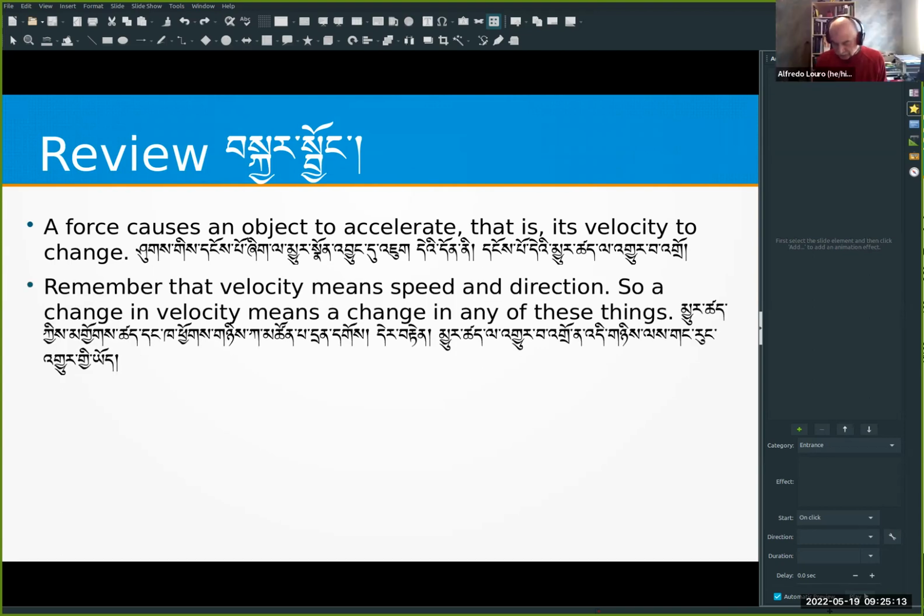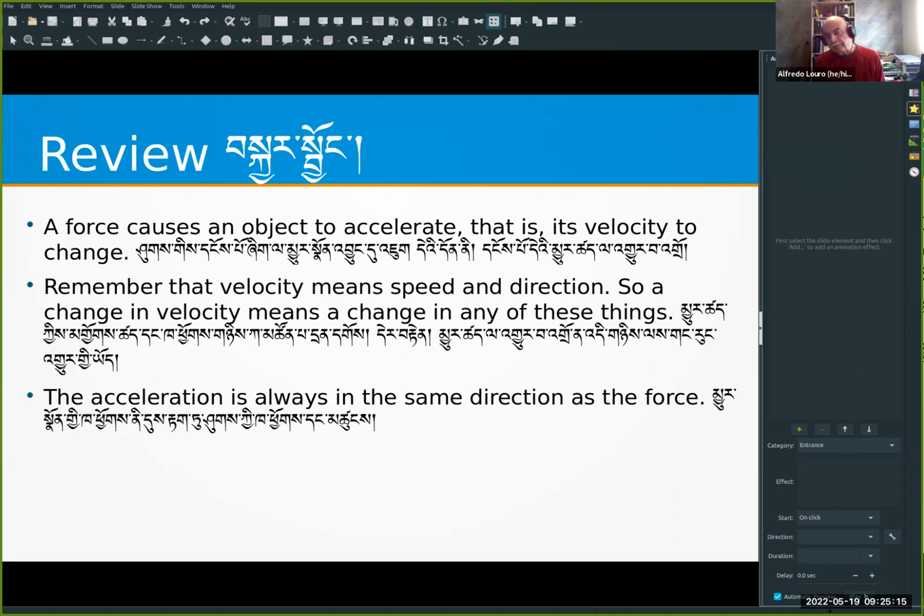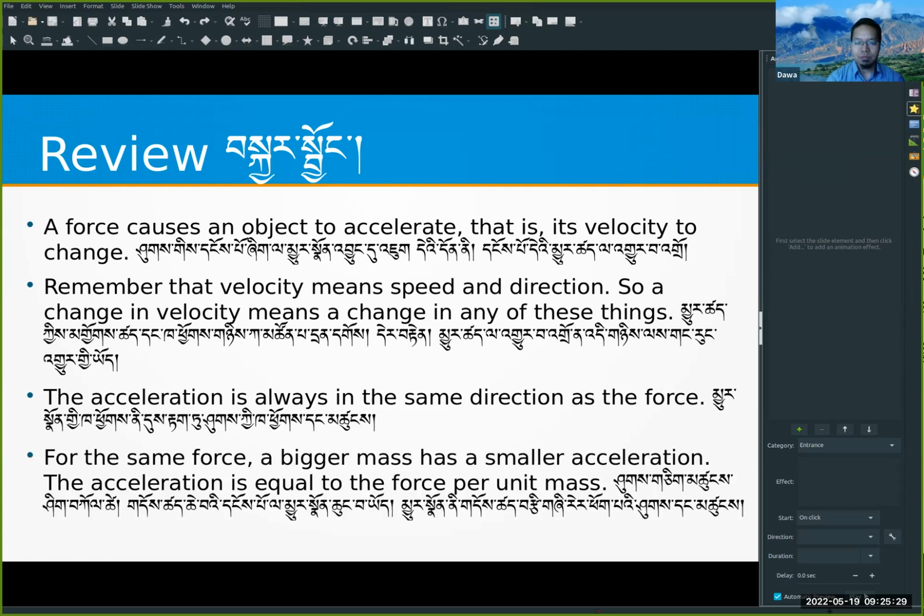So that's what I just said. And the acceleration is always in the same direction as the force. And finally, the effect of the mass. So for the same force applied to different masses, the bigger mass has the smaller acceleration.